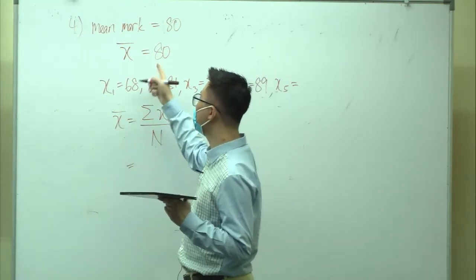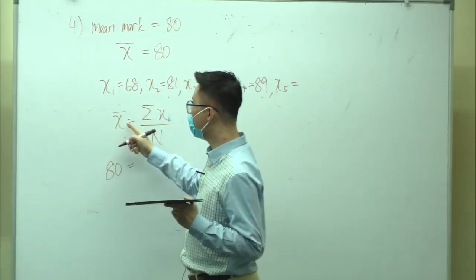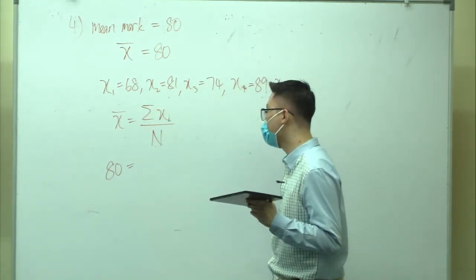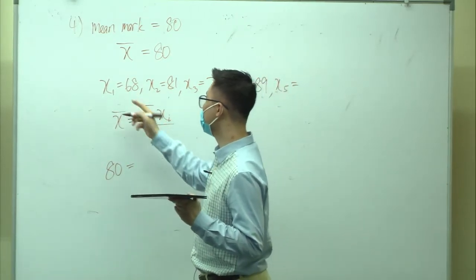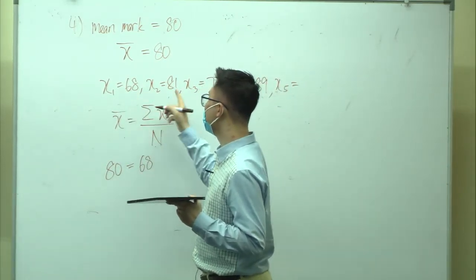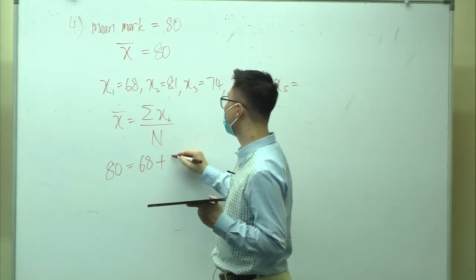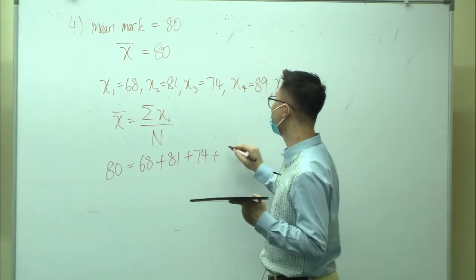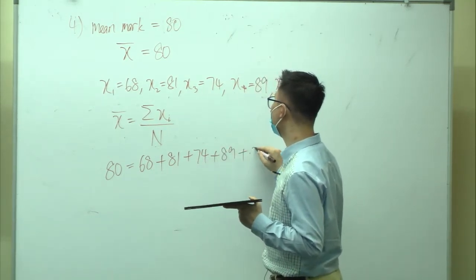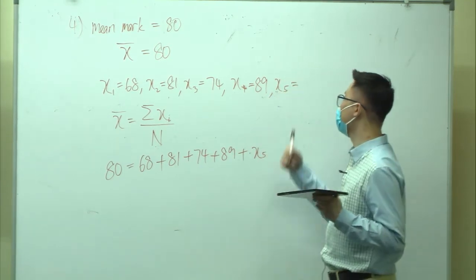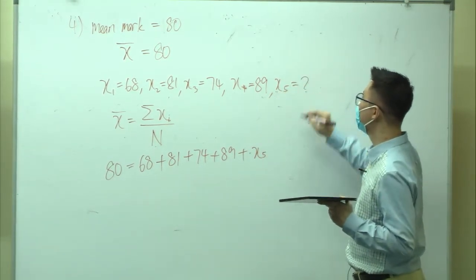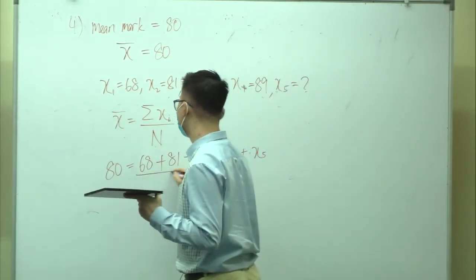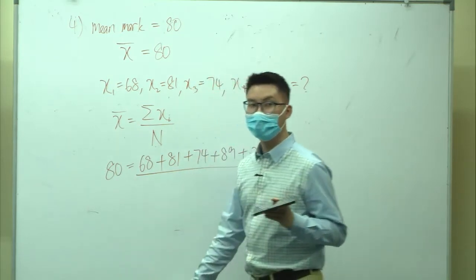Bar x here is 80. You know this one is 80. For the numerator, summation of xi, you take the first data 68, you add the second data 81, you add the third data 74, you add the fourth one 89, and you add the fifth one. You don't know the fifth one, so just write x5. If you don't know, just express it as an unknown, and then divide it by the total number.